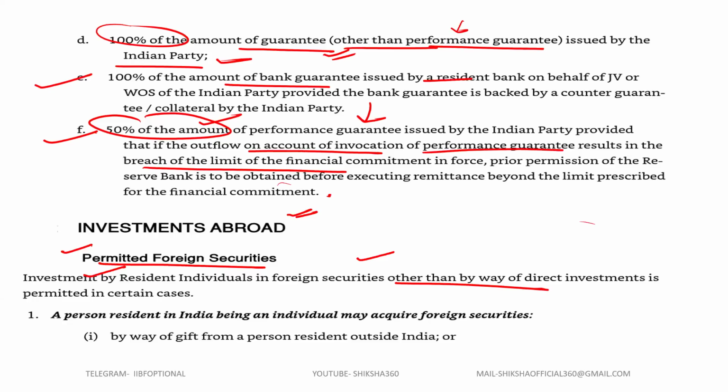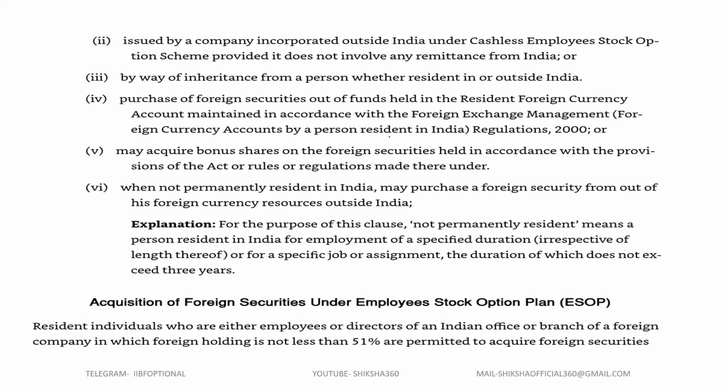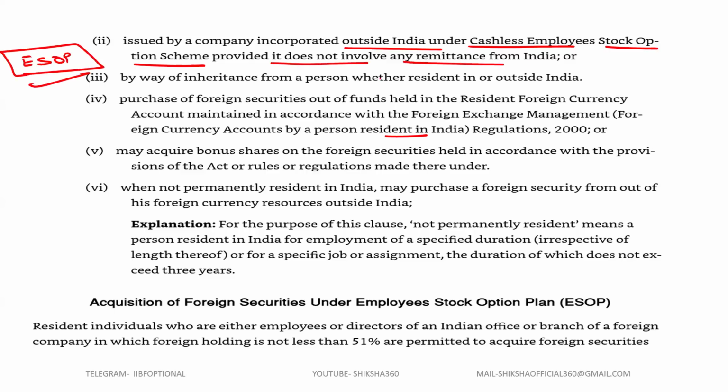By the way of, basically how? First one, by the way of gift from a person resident outside India. Second one, issued by a company incorporated outside India under cashless employee stock option scheme, provided it does not involve any remittances from India.